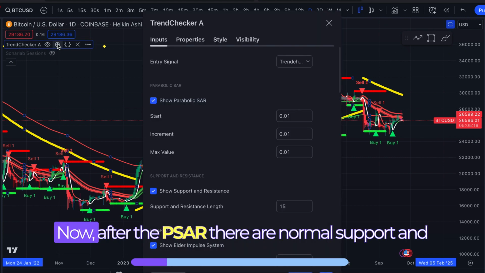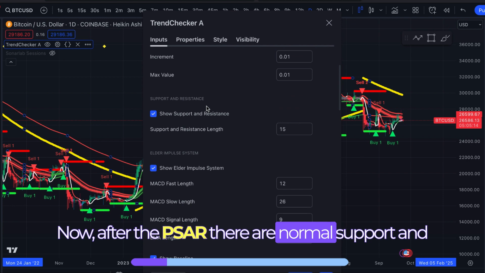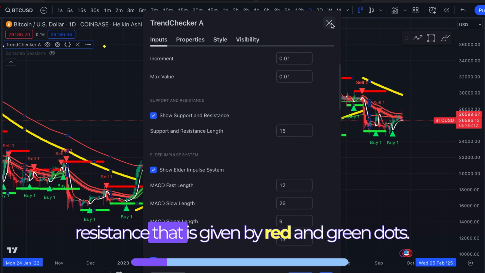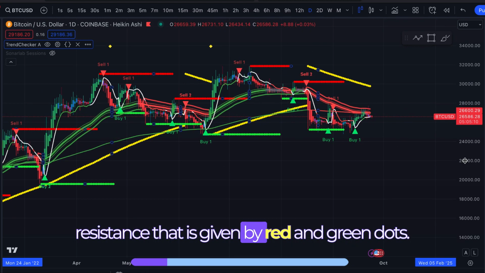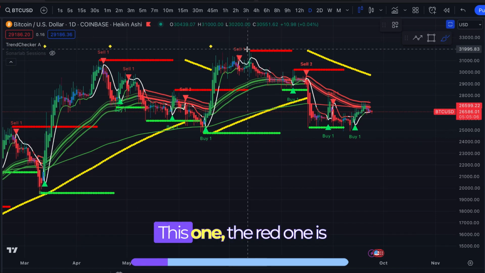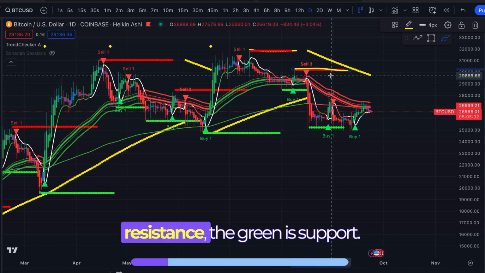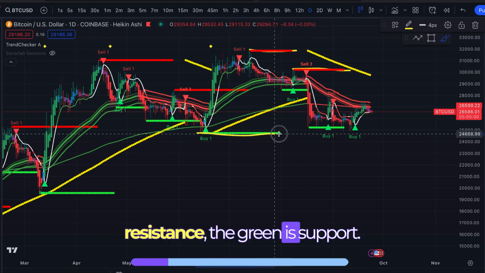Now, after the PSAR, there are the normal support and resistance levels given by red and green dots. This one, the red one is resistance, the green is support.